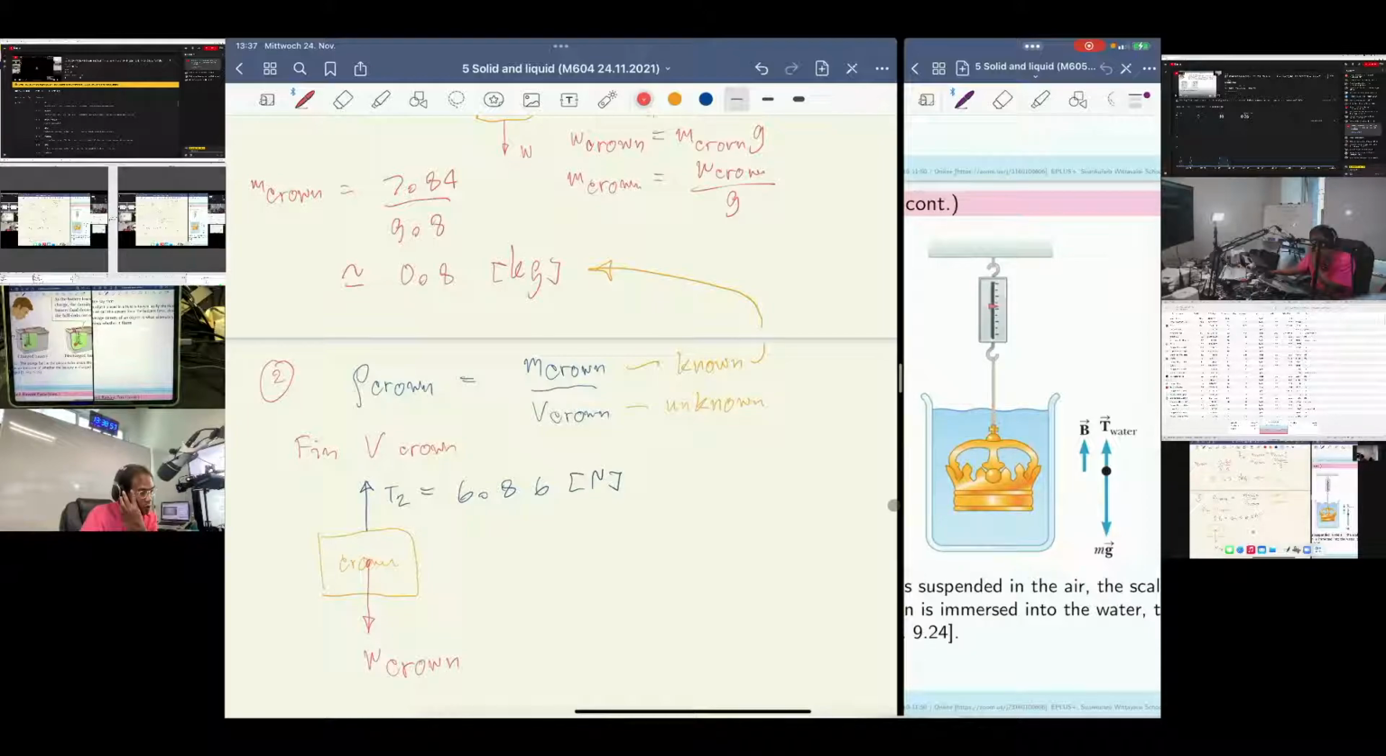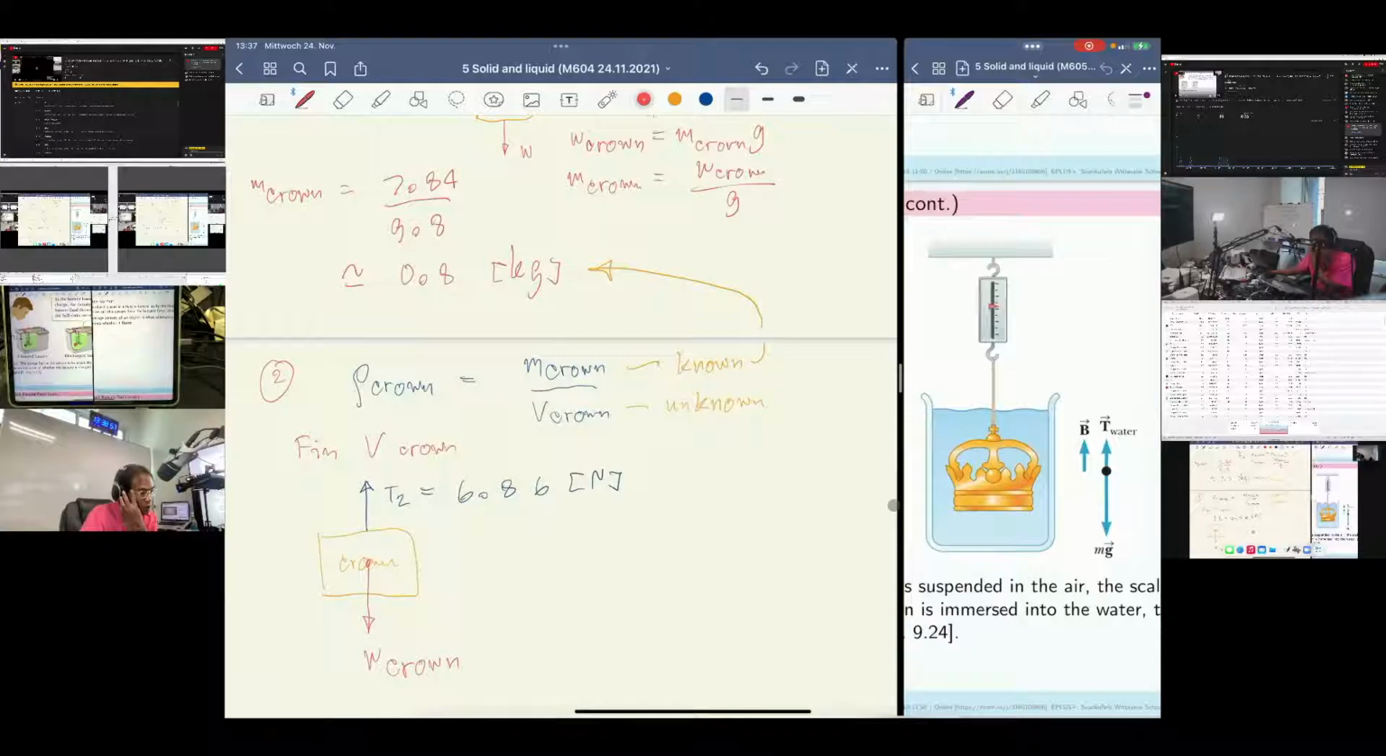Our destination is V crowd, this one, right? V crowd is the most important thing. V crowd should stay inside this, right? Should be here, okay? And you know that T2 is only this number, and B is right here. We move this one to the right hand side, you would get B.